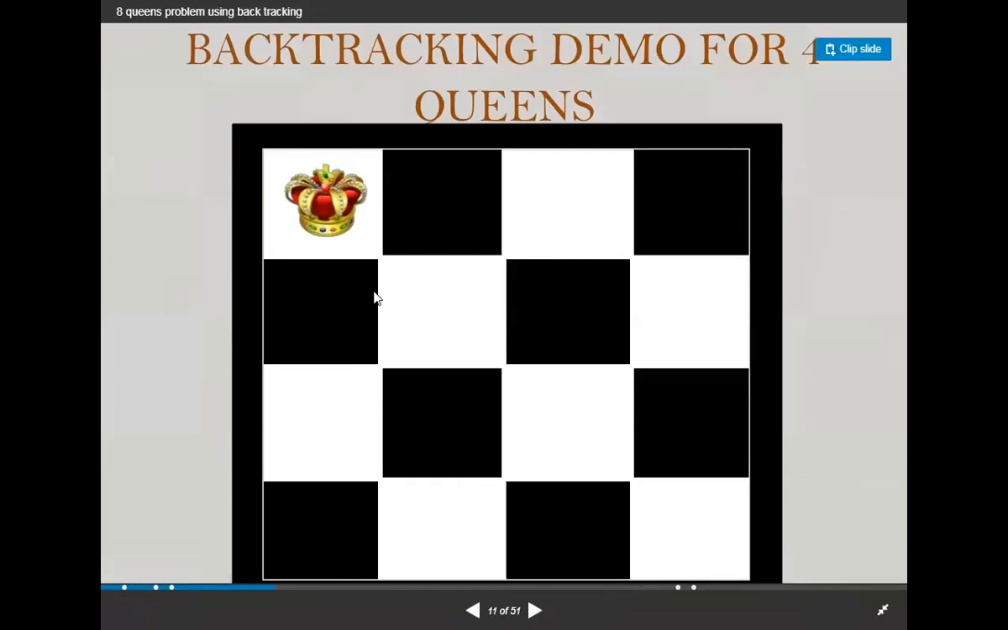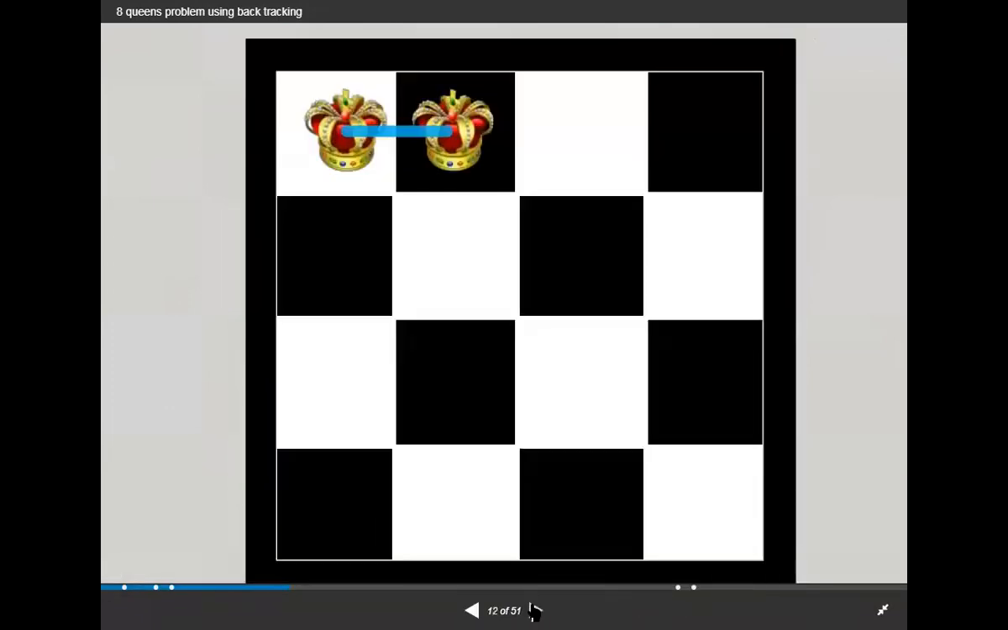So first I place the queen in the first column, then I place here. So the bounding function occurs. So I place here. Here also there is a diagonal, you cannot place here. Then I place here. Okay, it is okay.